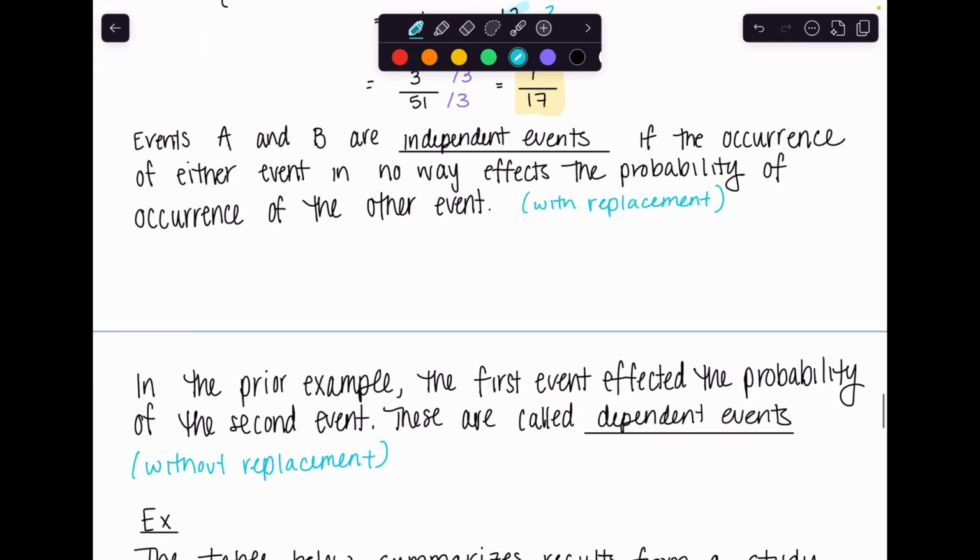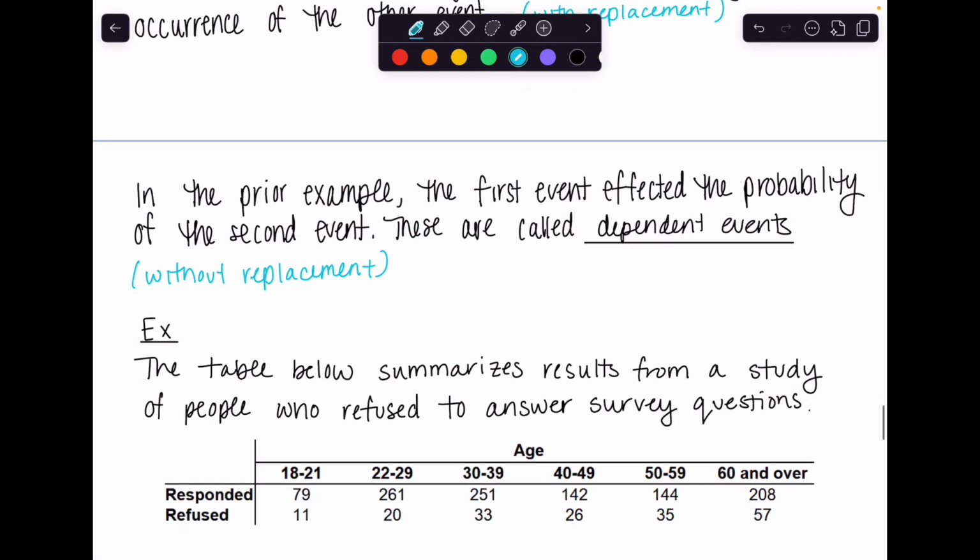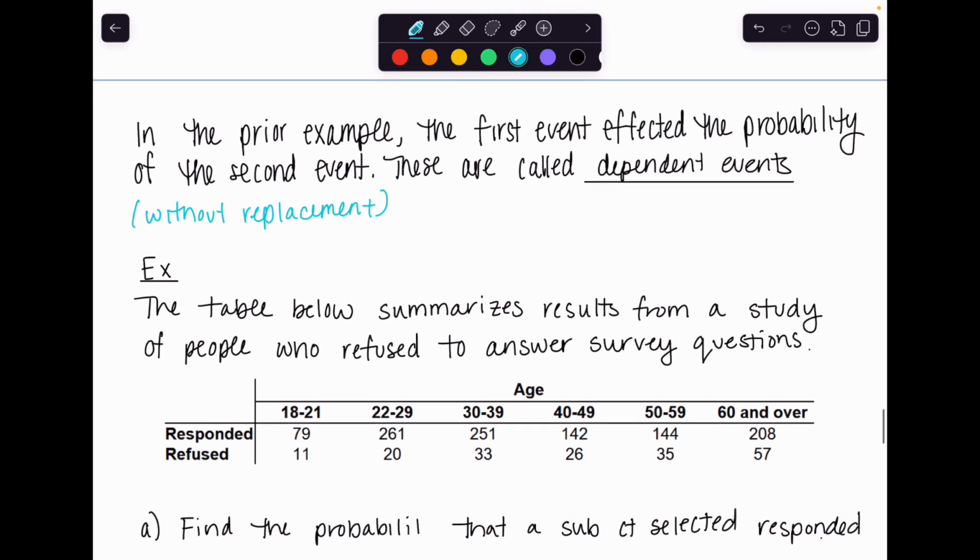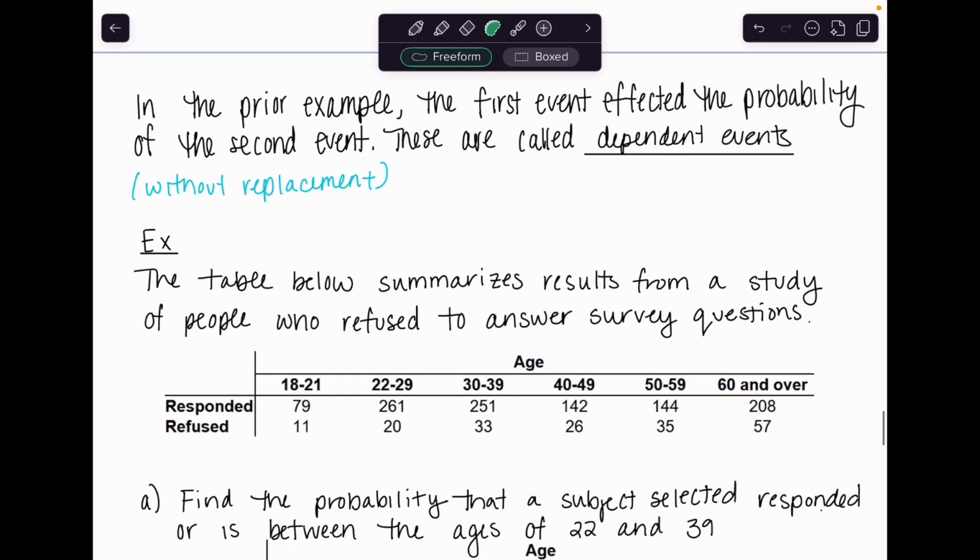So from here, we're just going to do one more example working with and and or problems, but we're going to do it with a survey. The table below summarizes results from a study of people who refused to answer survey questions. So we have different age brackets, and we have the number of people that responded to the survey and the number of people that refused the survey.